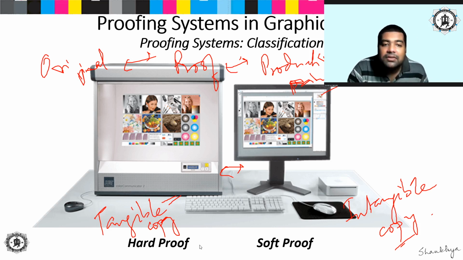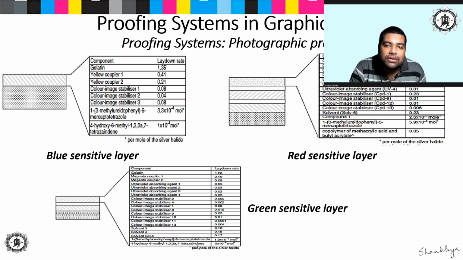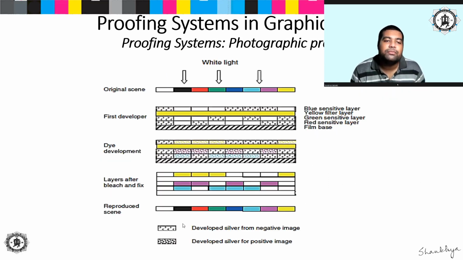Okay. Now there is another type of proof that was used earlier, known as the photographic proof. Not going into all the details, what was a photographic proof? The photographic paper is basically a light sensitive material, something very similar to a photographic film, but unlike photographic film, which contained only silver halide crystals, it contains silver halide as well as dyes.